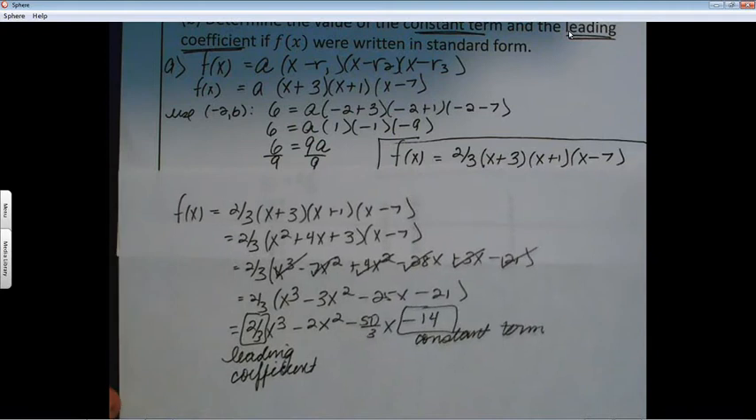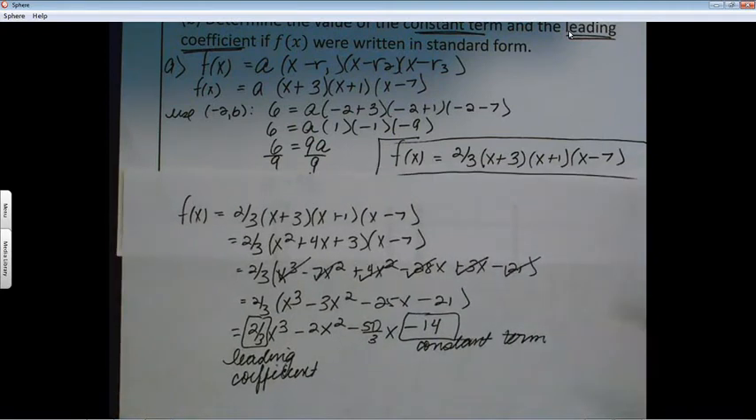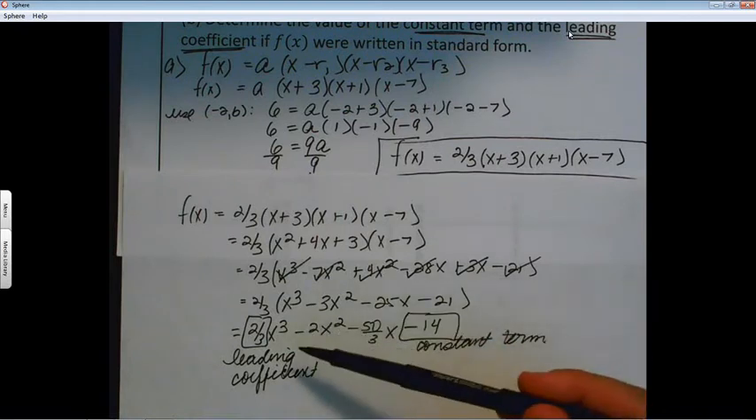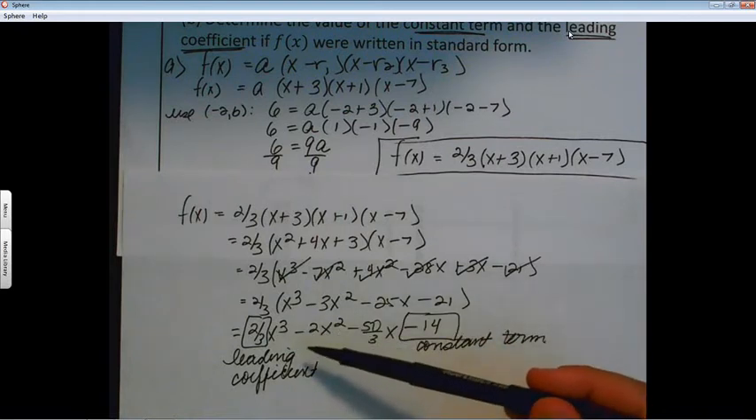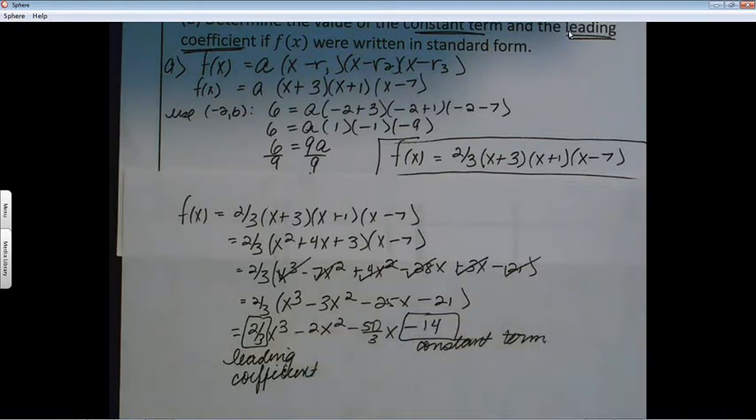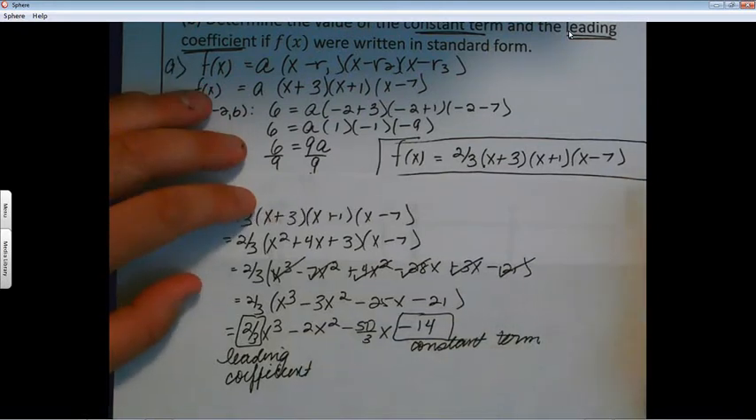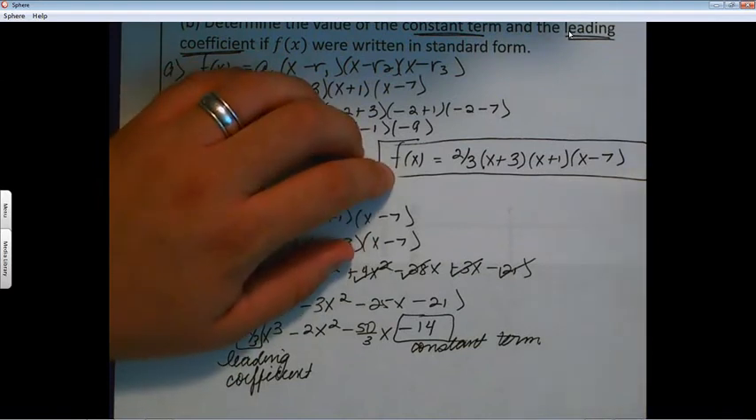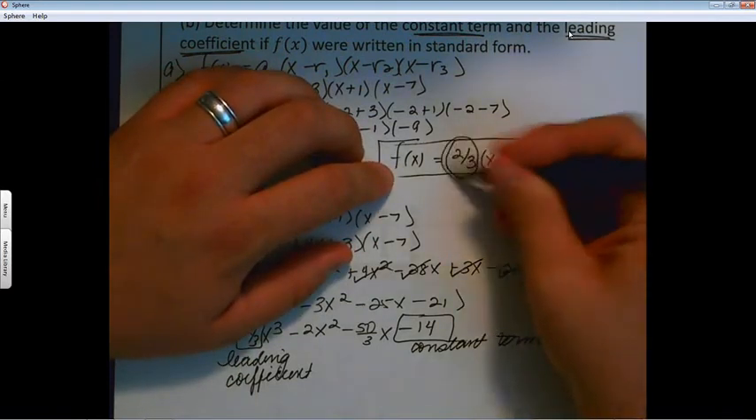There it is. Okay. This is an example of going a very long way to determine the constant term and the leading coefficient. The much easier way would have been, let's examine our original factored version.